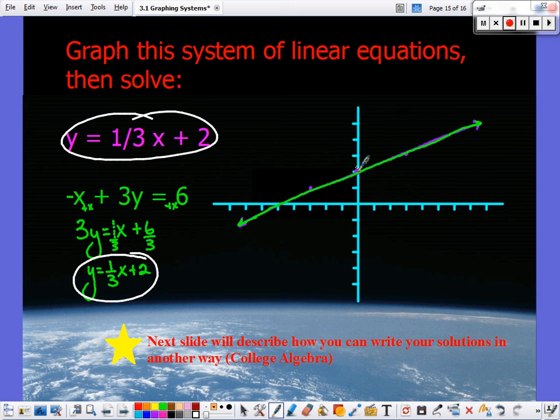Okay, now your textbook is going to have you just write the equation, which is perfectly fine. It's 1/3 x plus 2. It doesn't matter which equation you choose. They're both the same, even though they look different. So that's actually the equation. But on the next slide, let's describe how we can write our solutions another way, a little bit more like the way that we would do in college algebra.